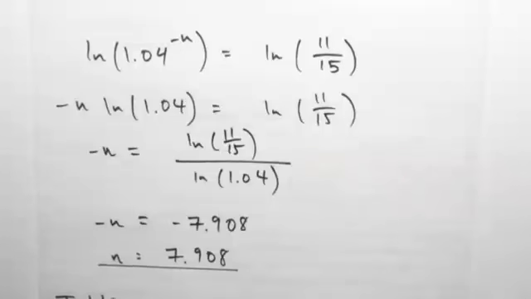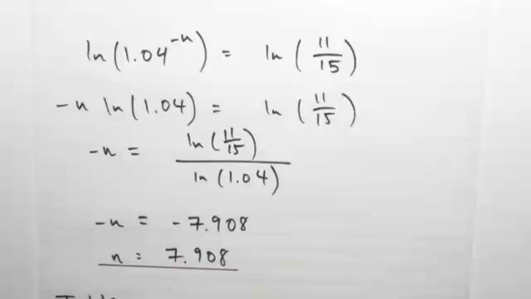We put that into our calculator and we work out this is -7.908. Since both sides are negative, we can work out that N will be 7.908. So it means that we need 7.908 annuity payments to get a present value of $200.